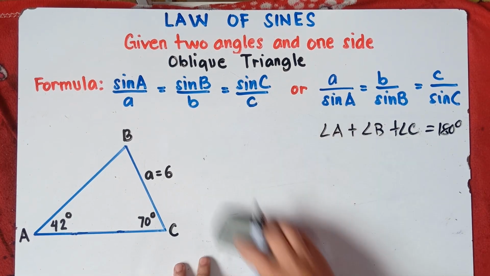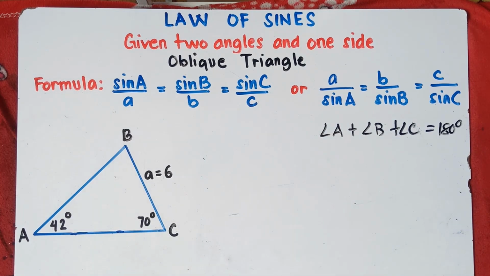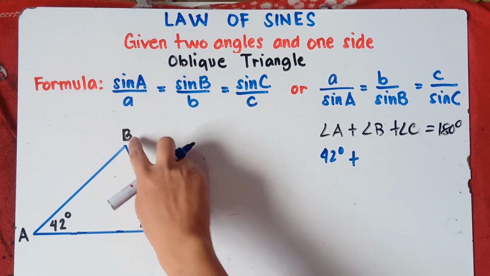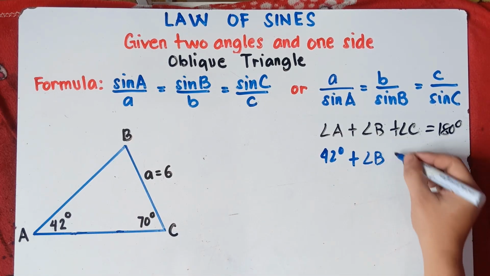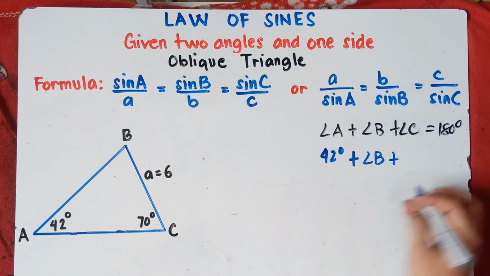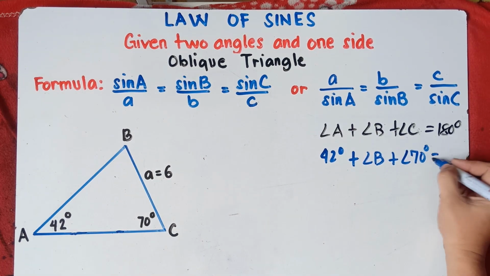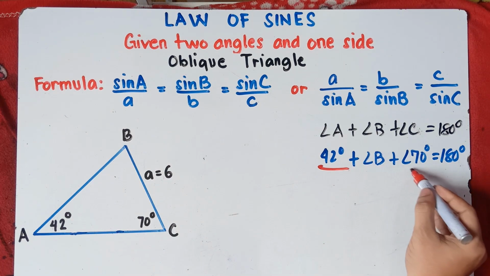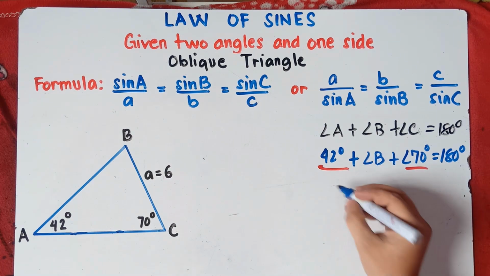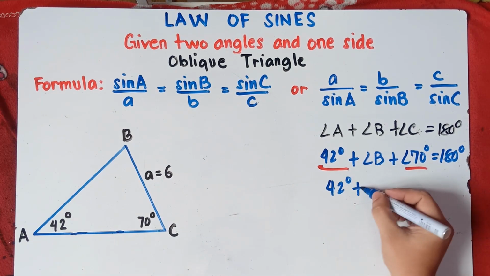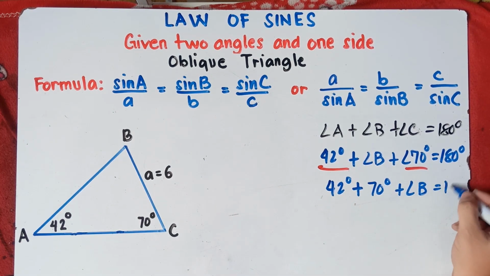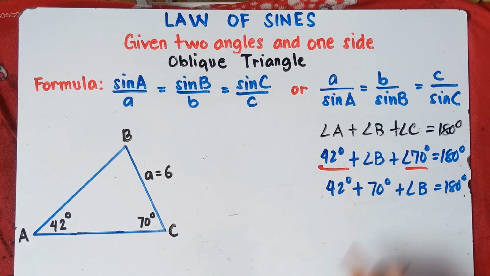Therefore, we have angle A that is 42 degrees. Let's substitute the value, 42 degrees, plus angle B, since we don't have angle B yet, plus angle C, that is 70 degrees, equals 180 degrees. Alright, combine like terms, so we can add this up. Let's arrange: 42 degrees plus 70 degrees plus angle B is equal to 180 degrees. I just arranged 42 and 70, class.